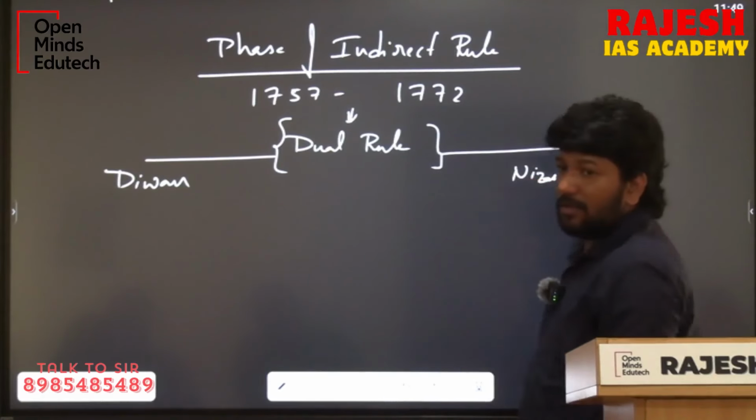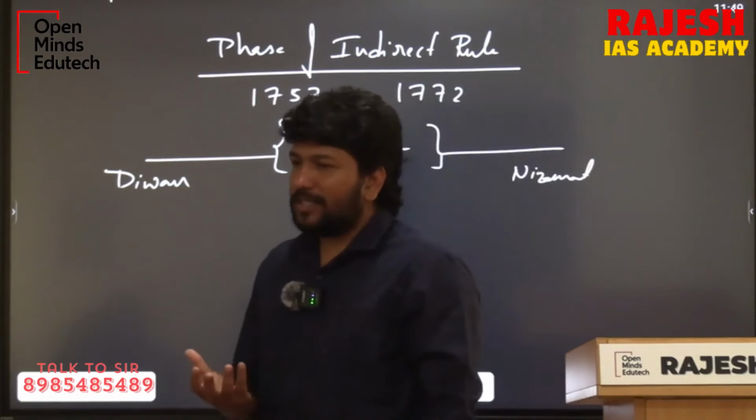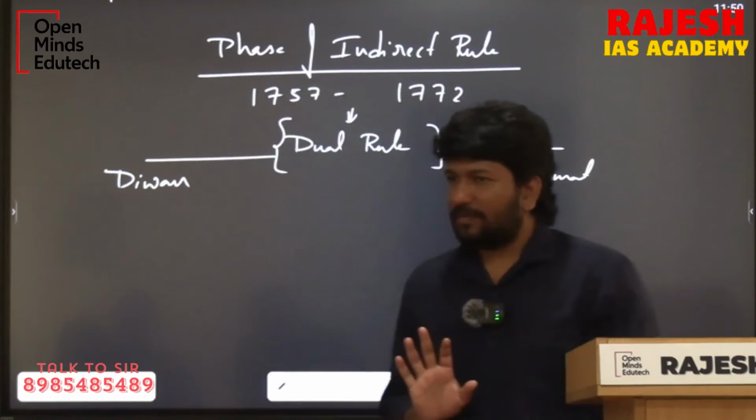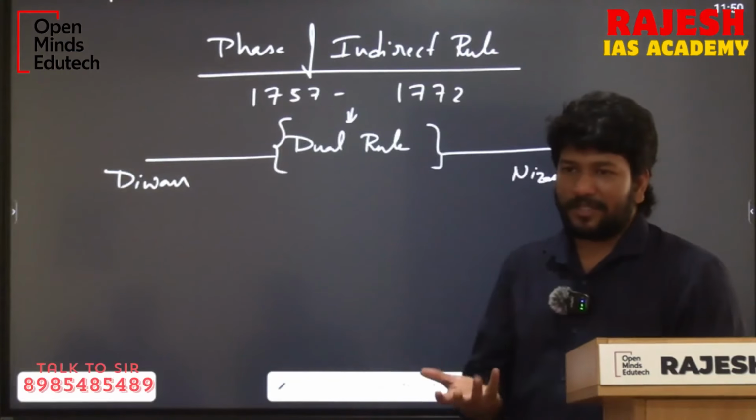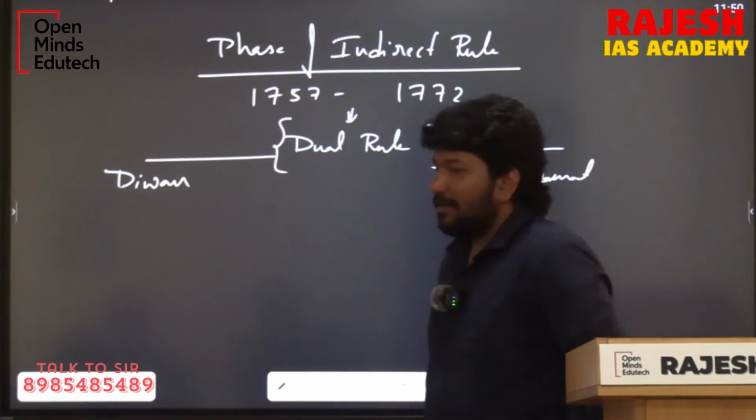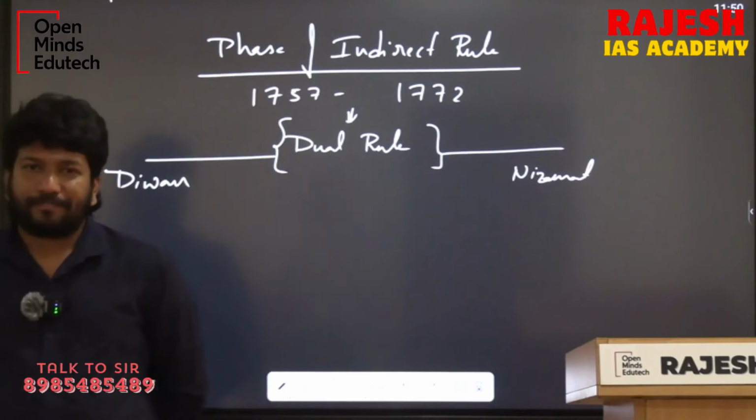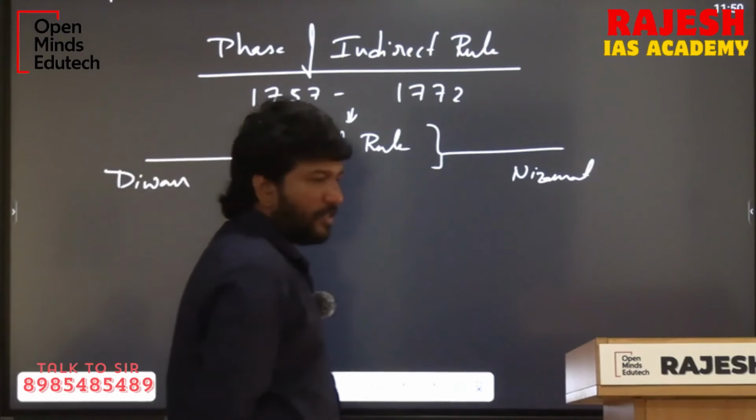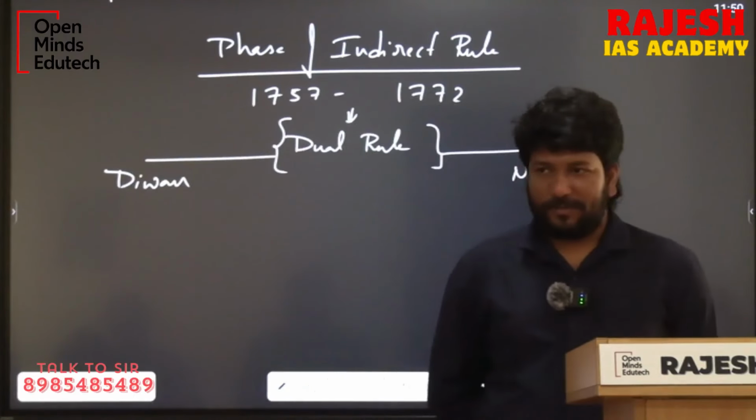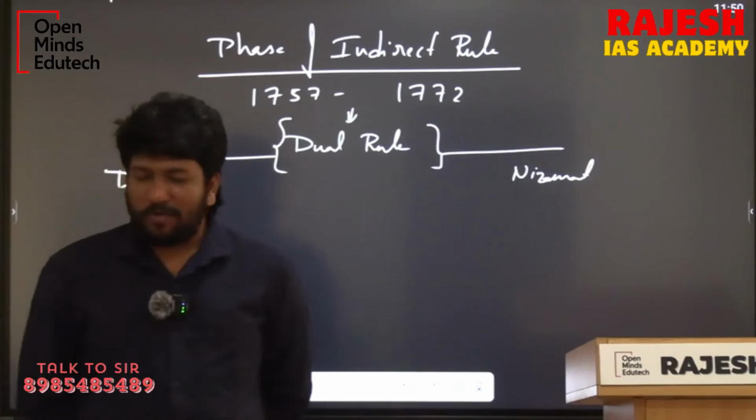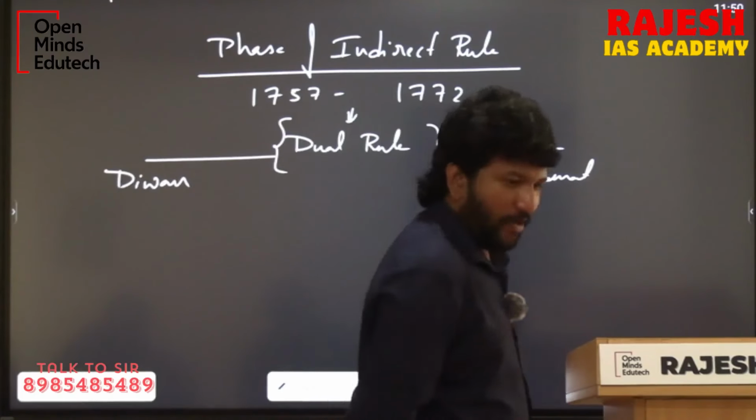So can I write, in this phase, they are using the existing Mughal structure of administration, right or wrong, for their own interest. That means maximization of profit. So in this phase, Robert Clive using the existing Mughal structure of administration.